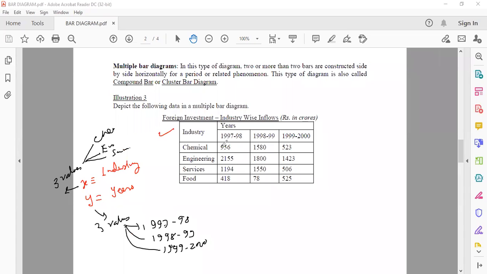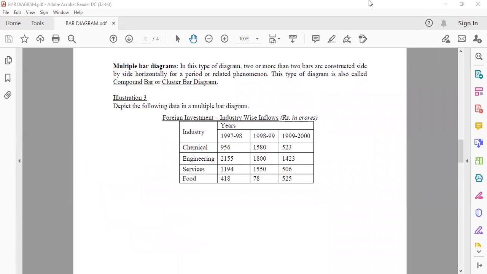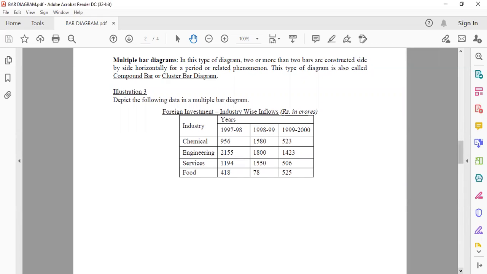And each data is a bivariate data. Why? Because in the case where industry is chemical and year is 1997-98, each data, for example this one, is a bivariate data. Likewise, industry is service and year is 98-99. So when you have bivariate data, you have to represent it in a bar diagram. You have to use the multiple bar diagram concept. How can you represent them? Let us see.